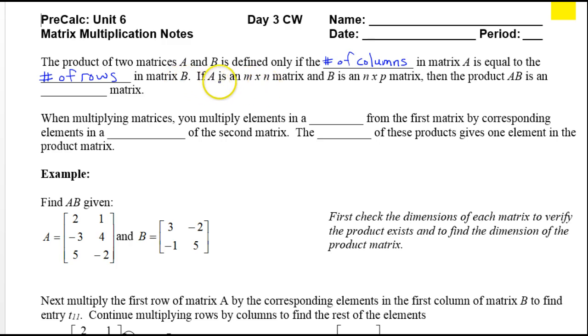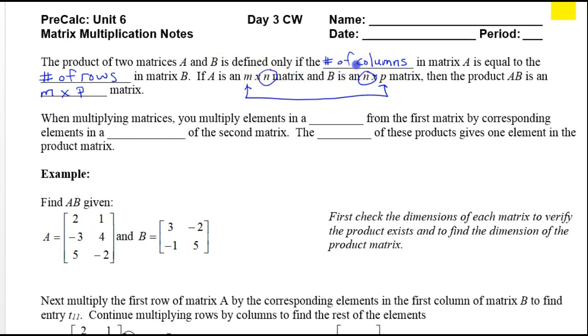And if matrix A is an M by N matrix, these are the dimensions, the number of rows and the number of columns, and matrix B is an N by P matrix, then the product is going to be determined by the outer dimensions. So the product is going to be an M by P matrix. In order for it to be defined, the inner dimensions must be the same.